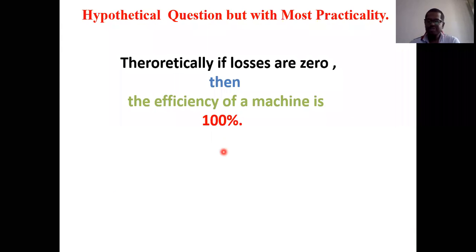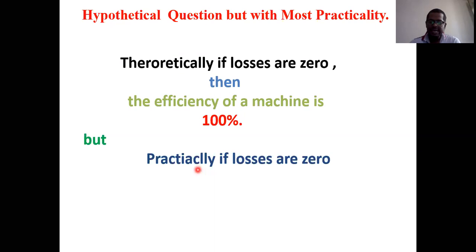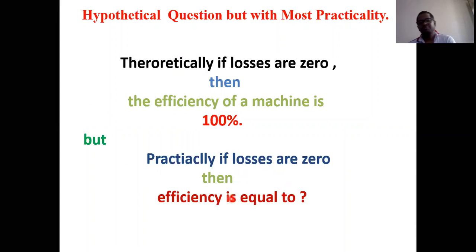But my question here is, practically, if losses are zero, what is the efficiency of the system? You may consider any system or any machine, whether it is a DC machine or an AC machine, whatever it is. If losses are zero practically, then how much is the efficiency?